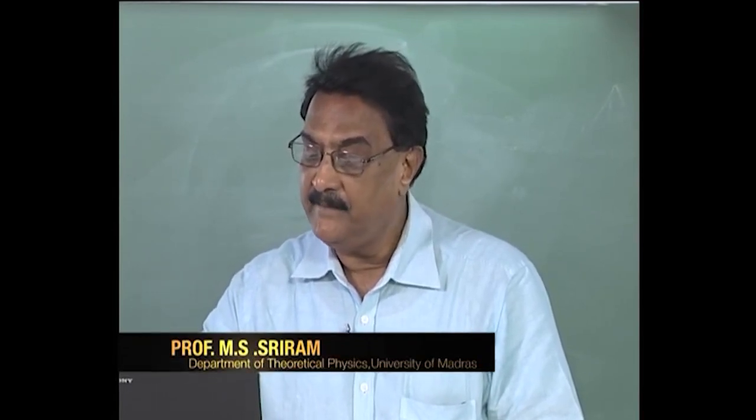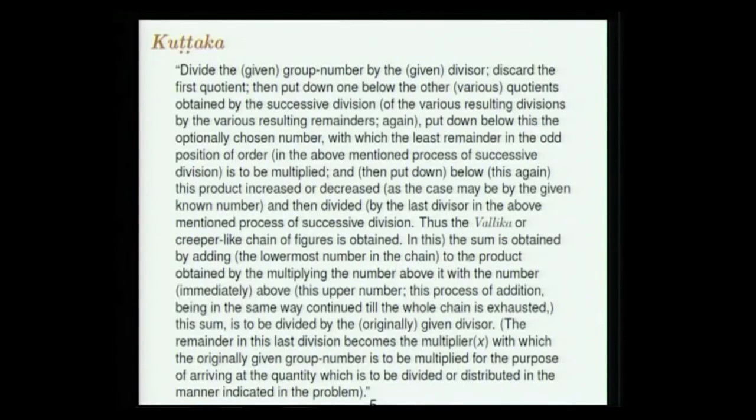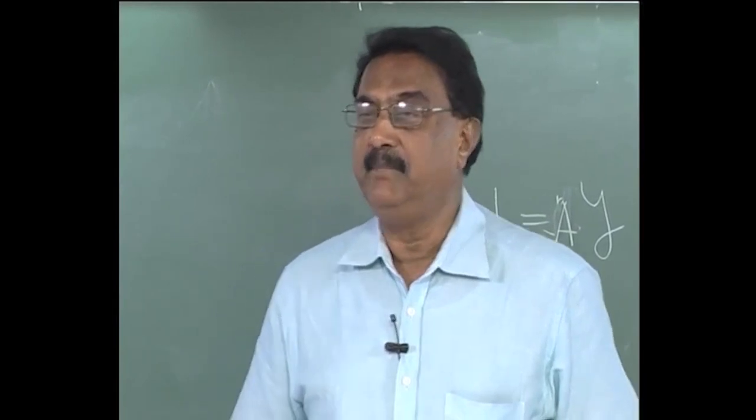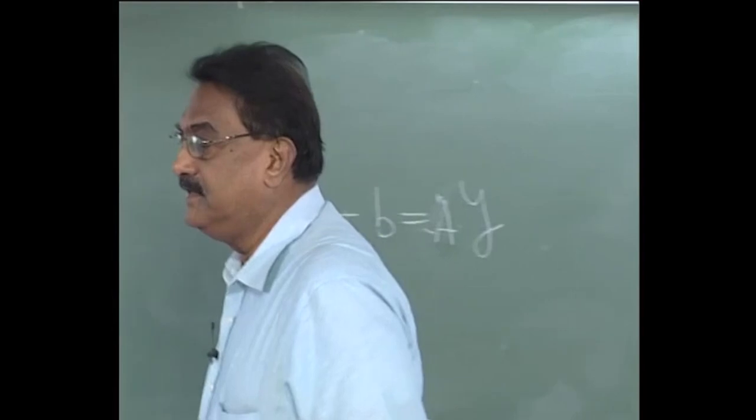That is why it is called Vallikara Kuttakara. In this, the sum is obtained by adding the lowermost number in the chain to the product obtained by multiplying the number above it with the number immediately above this upper number. This process of addition is continued in the same way till the whole chain is exhausted. This sum is to be divided by the originally given divisor. The remainder in this last division becomes the multiplier x, with which the originally given group number is to be multiplied for the purpose of arriving at the quantity which is to be divided or distributed in the manner indicated in the problem. Whatever is given in the brackets is not there in the verse itself, but many things would have been implied in this verse, so the translation includes that.